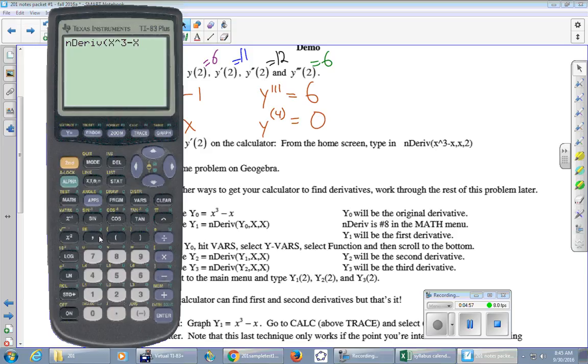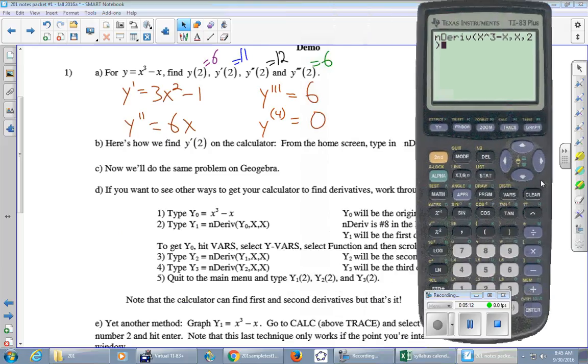And we put a comma. Then you put this x. That's sort of weird, but we just put it every time. Comma, and then what's that 2 represent? Yeah, we're taking the derivative and evaluating it at 2. And we hit enter. What are we expecting was the first derivative at 2?